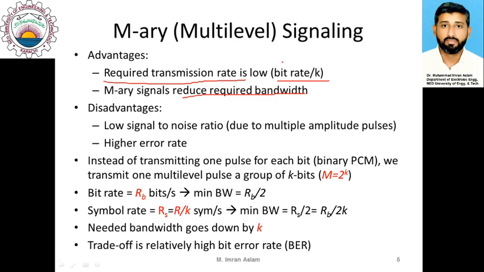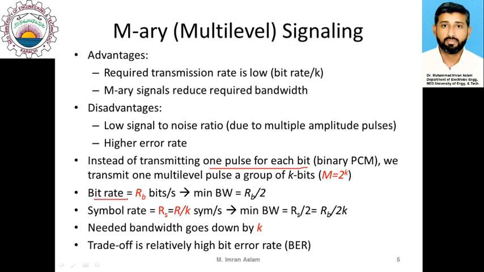However, because of the multiple signaling levels present in the system, we have generally low signal to noise ratio because there are multiple amplitudes of pulses available, and these multiple amplitudes result in relatively higher bit error rate. So error rate is relatively higher as compared to the binary signaling. So for M-array signaling, we make a group of bits, we combine those bits to make a group and transmit that group simultaneously. So one pulse is represented by a symbol.